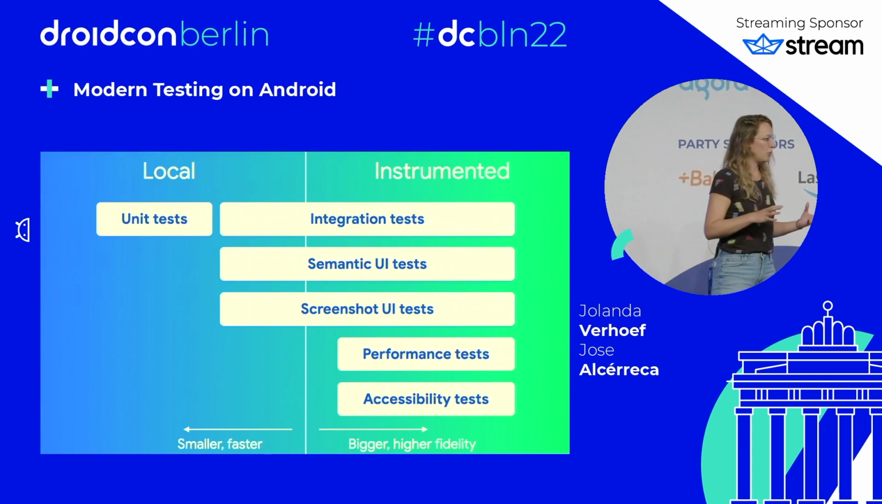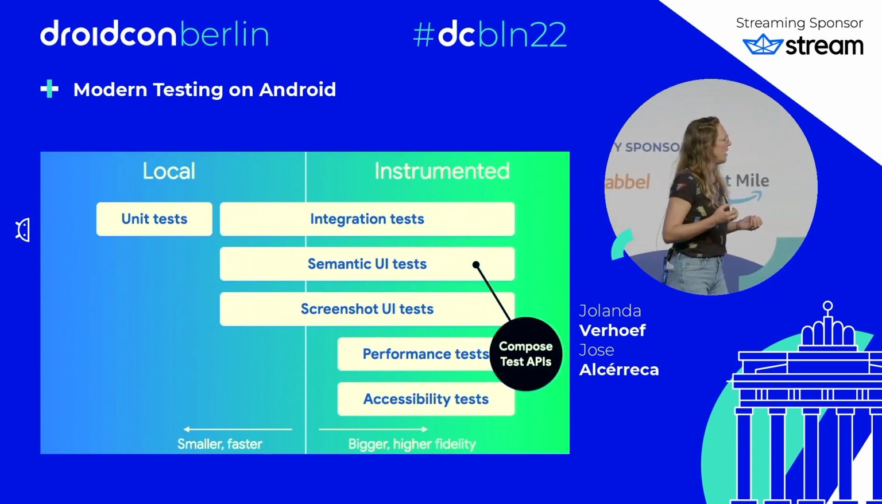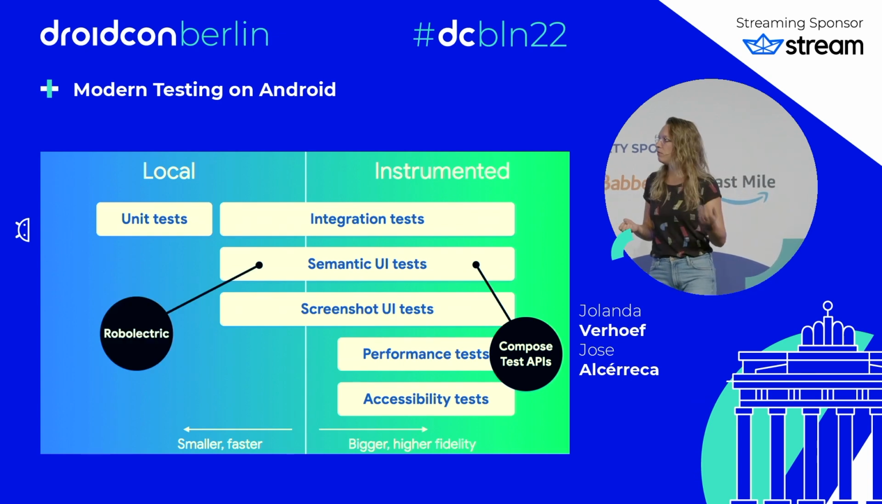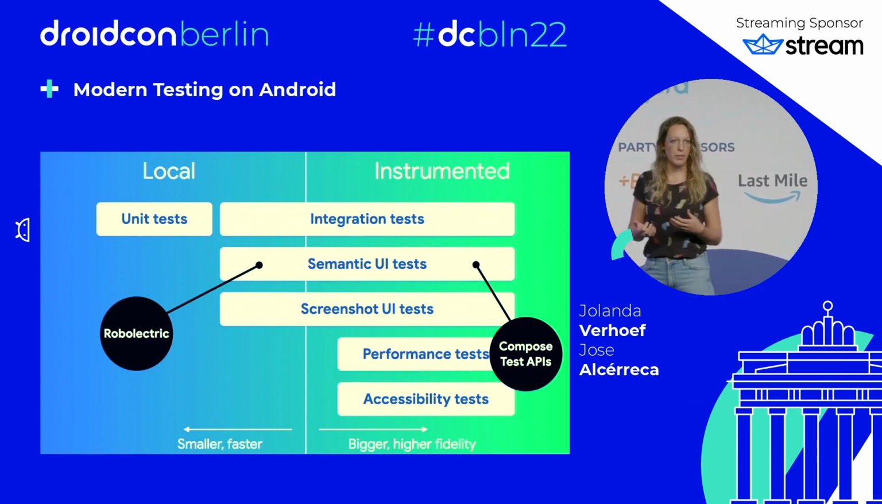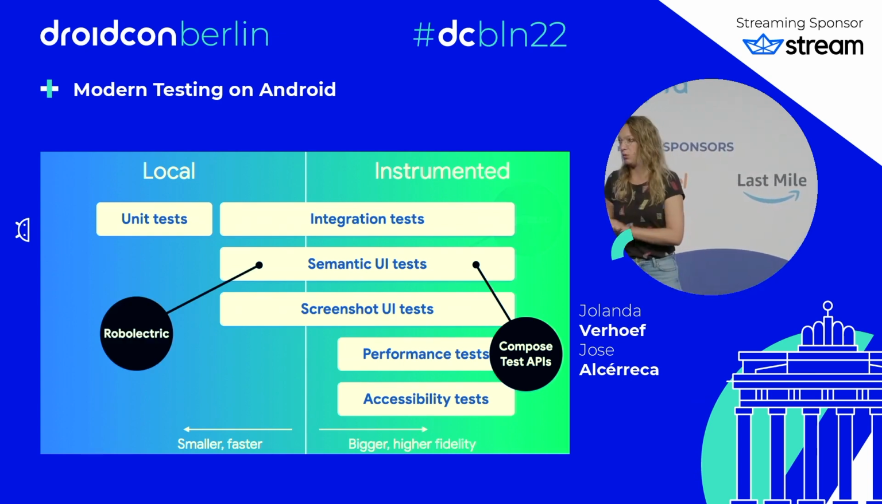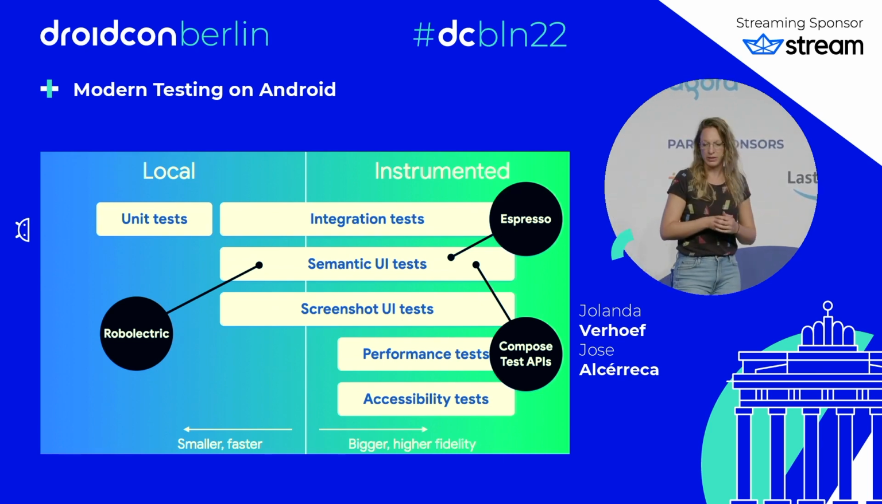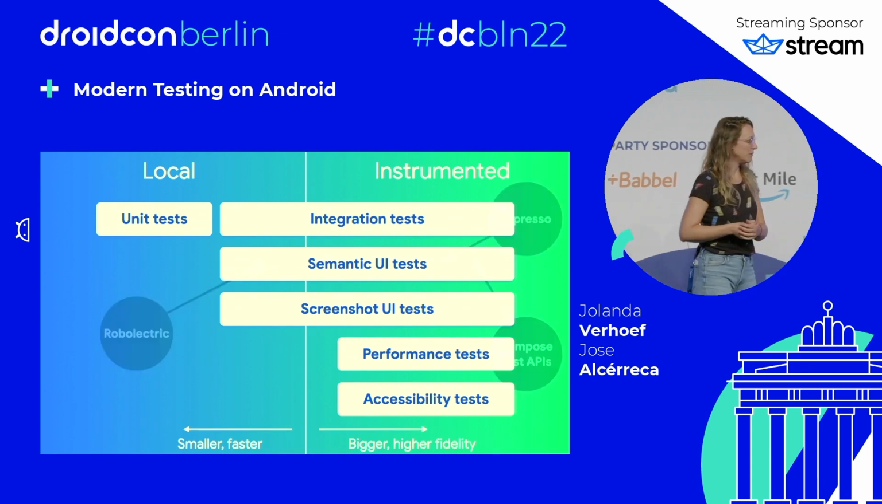OK, so let's put this on our overview. So what we have is Compose testing APIs to create those tests. And then if we want to, we can use Robolectric to run them as local tests. And if you're in the old View system, you can also use Espresso to do these same kind of tests. OK, screenshot testing. All right.